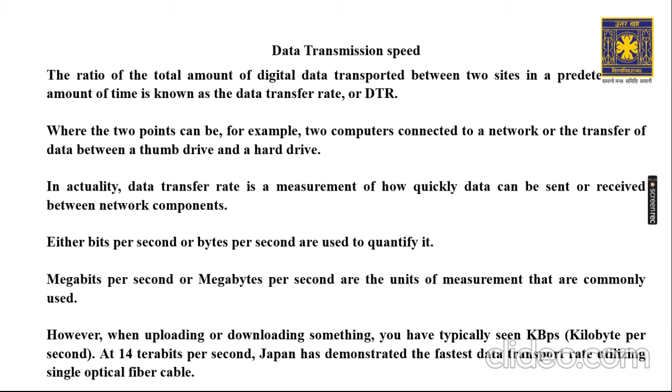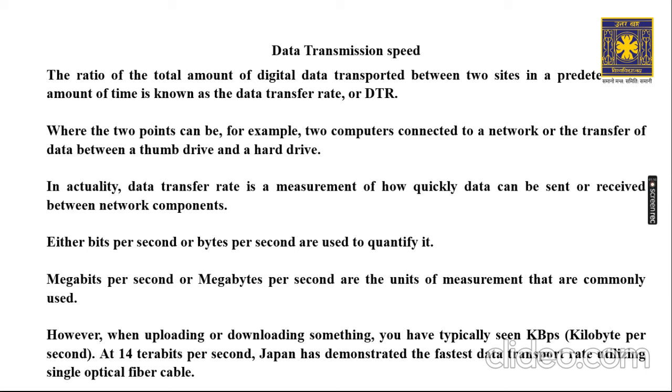That means, suppose you have 1 second of time. In that unit of time, how much data you are sending, that will be the data transfer rate. The two points can be, for example, two computers connected to a network, or the transfer of data between a thumb drive and a hard drive. In that case, we just see how much data is sent between two points in some unit of time. That will become DTR, also called data transfer rate.